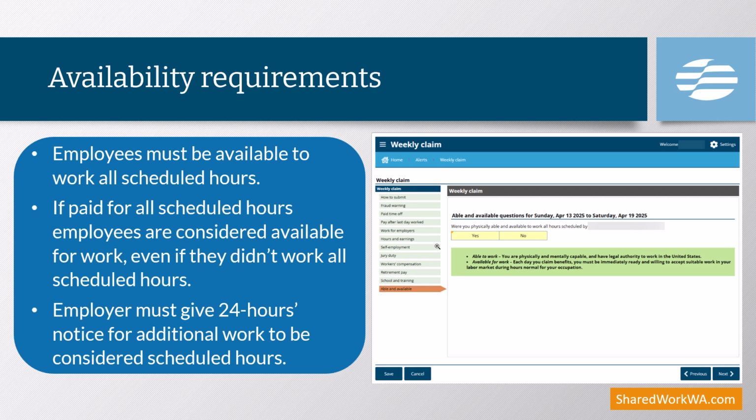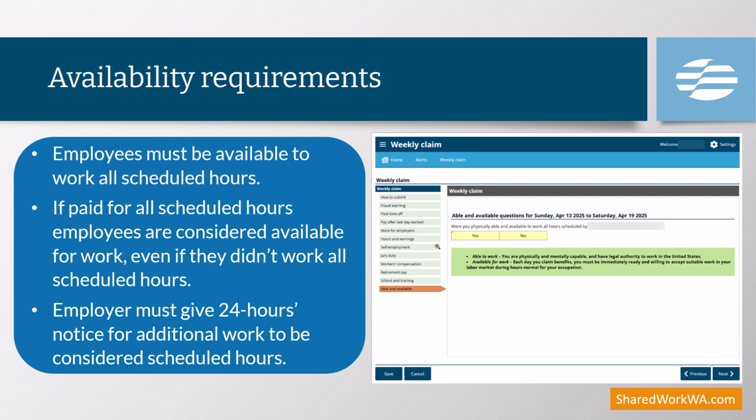If they were scheduled for 32 hours, worked 20 hours, and had 12 hours of unpaid time off, they were considered not available for work for the unpaid time and must report this on their weekly claim. In this case, the employee would answer no when asked on their weekly claim, were you physically able and available to work all hours scheduled by your SharedWork employer?